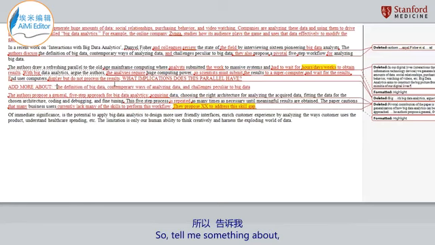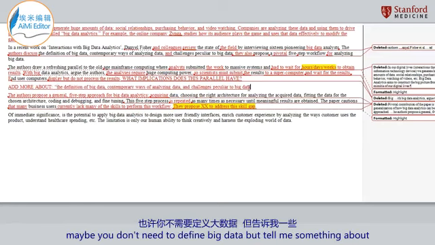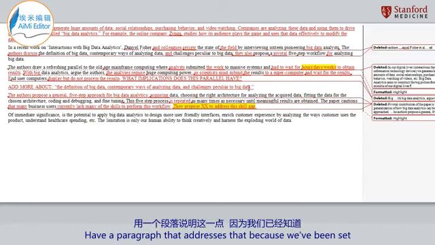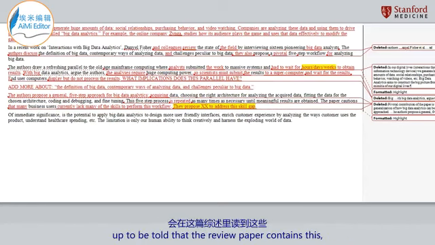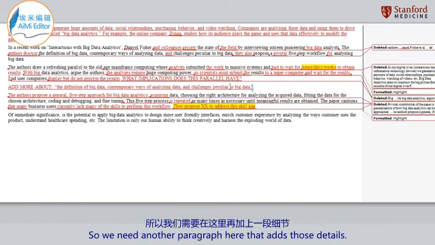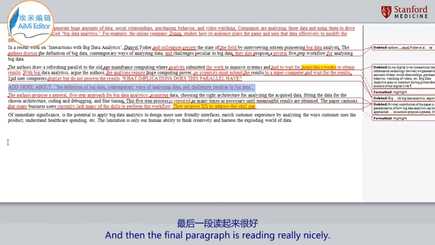So tell me something about, maybe you don't need to define big data, but tell me something about the challenges and the contemporary ways of analyzing data. Have a paragraph that addresses that, because we've been set up to be told that the review paper contains this. So give me something about that, and then give me the 5-step approach. So we need another paragraph here that adds those details.